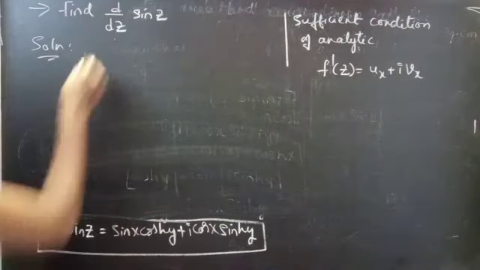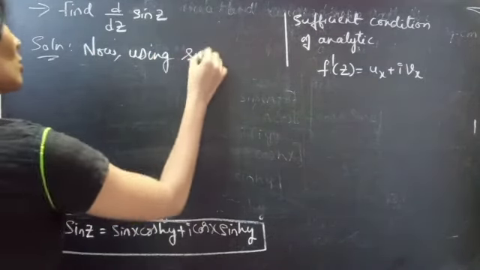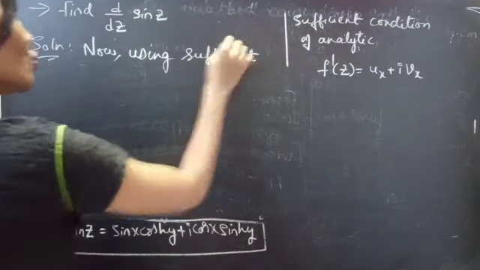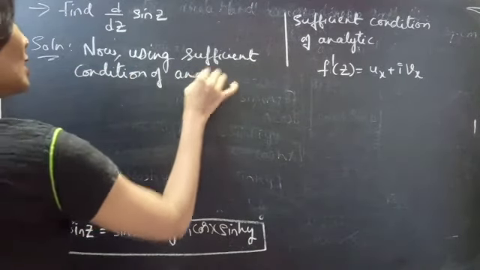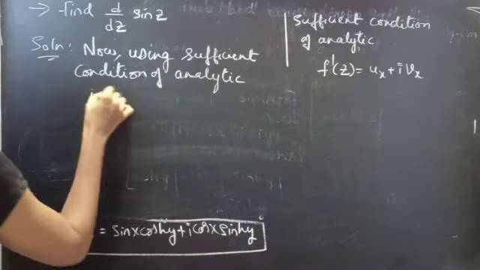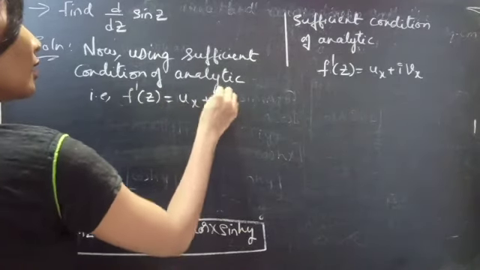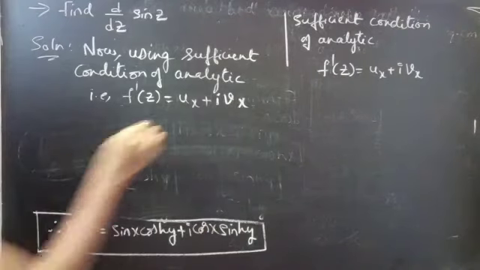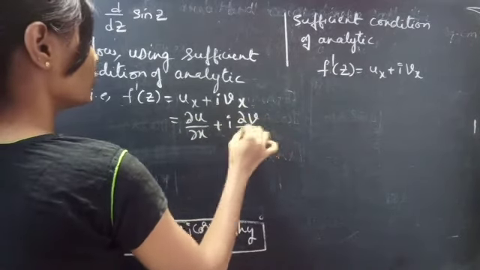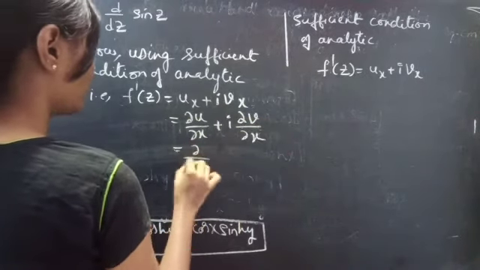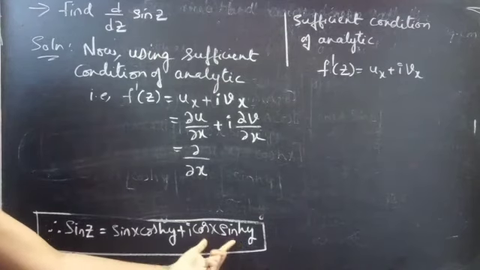Using the sufficient condition of analytic, that is f dash of z equals u x plus i v x. u x is nothing but dou u by dou x plus i into v x, which is nothing but dou v by dou x. So this equals dou by dou x of u, and this will be our u and this will be our v.